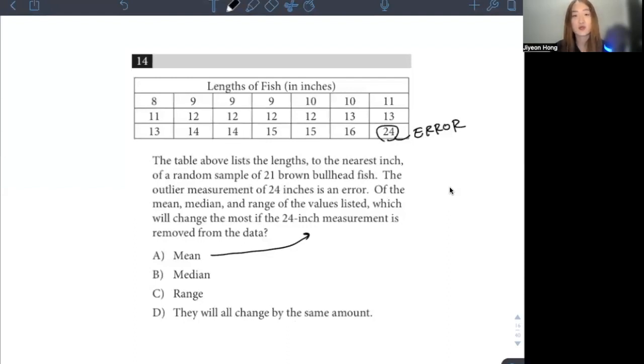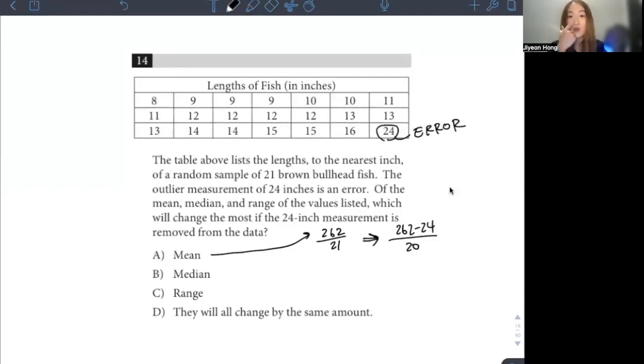For the mean, you're going to add all the numbers up and divide it by 21. When you add all of it up, it's 262 divided by 21. Then we want to see what happens if we get rid of the 24. So now we have 262 minus that 24 we're getting rid of, divided by 20. Now we have 20 fishes that we have to divide by instead of 21. You'll realize that this is basically from 12.48 to 11.9. So it changed by approximately 0.58.